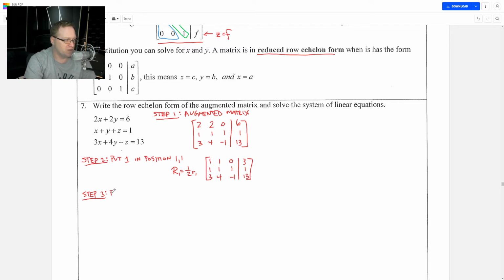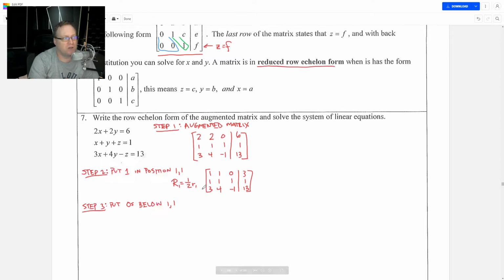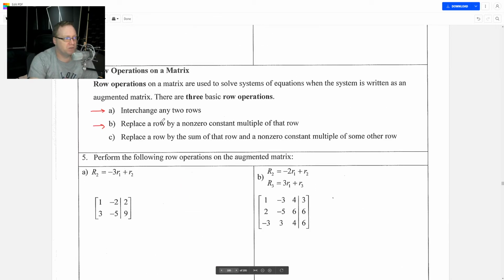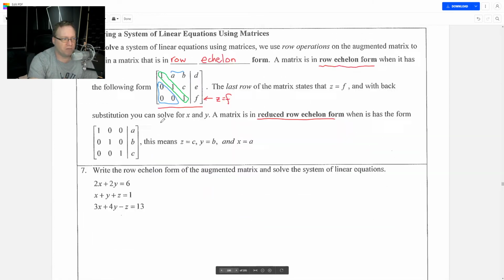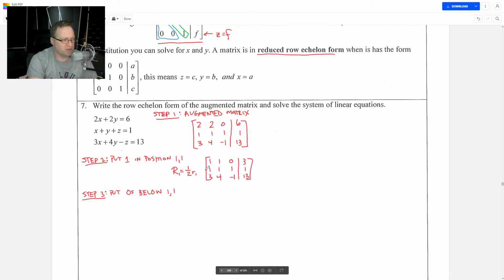So we want to put zeros, I'm going to put like that, zeros below 1, 1. All right. So we want to put zeros here and here. And we have to use one of our row operations to do that. All right. So let's first look at row 2. How can we put 0 here? We want to put a 0 here.